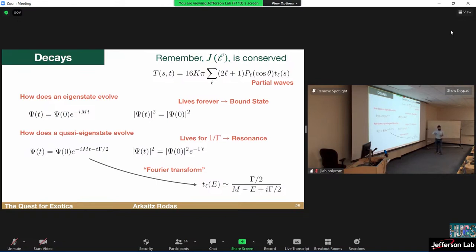Okay, so let's take a look at quantum mechanics. If we have a system that is an eigenstate of a Hamiltonian, we have a system that lives forever, right? Because if we solve the Schrodinger equation, then we know that the evolution is e to the minus i H t. It's an eigenstate, so this H is just going to be the mass of the state. So this thing is oscillating over time, which means that the probability of finding it never decreases. It lives forever. And this is what we call a bound state. Do you know examples of bound states in strong interactions? Protons?